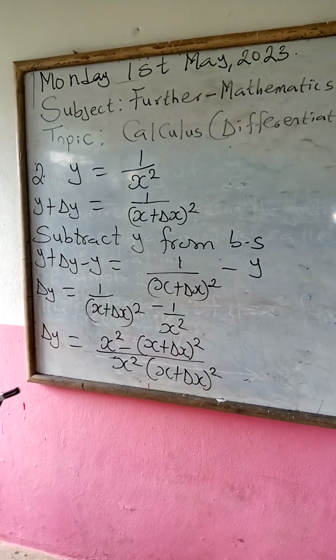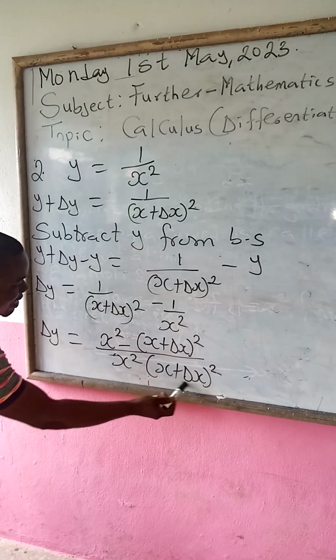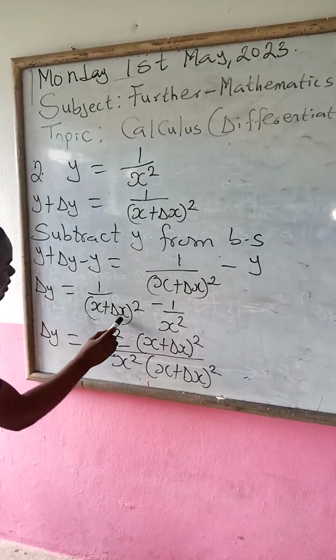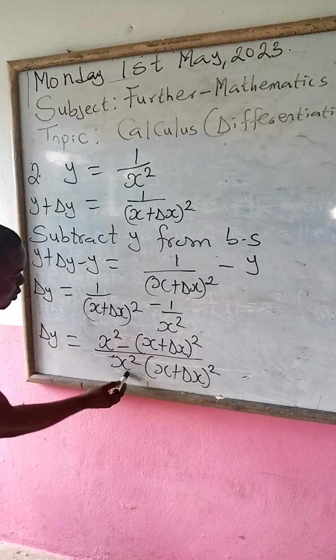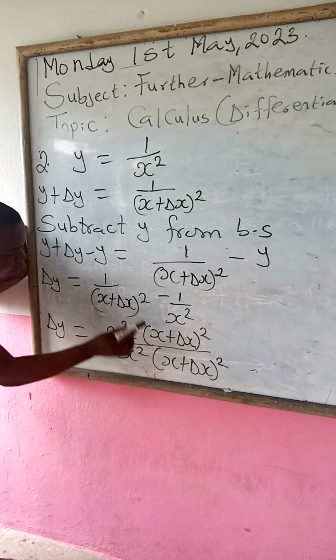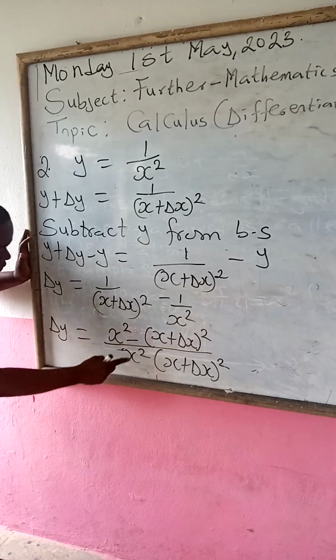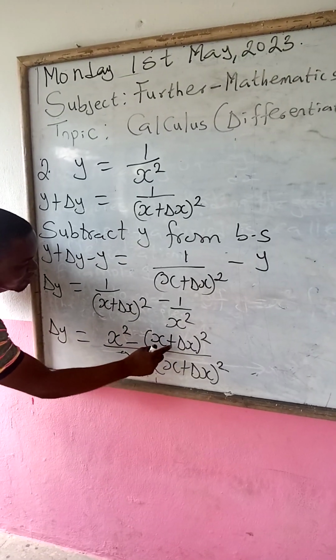So the next thing I decided to do was to find the LCM of these two. Okay? And that's what I've done. I found the LCM of x squared and (x plus changing x) squared, which is x squared times the bracket (x plus changing x) squared. If (x plus changing x) squared cancels this one, we are left with x squared. That's why you are seeing x squared here. And if x squared cancels x squared, we are left with this. And that's why you are seeing it here.